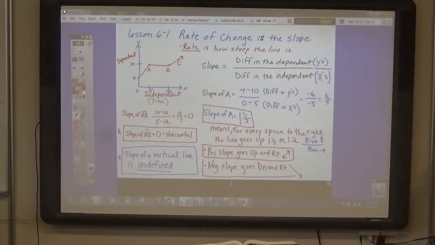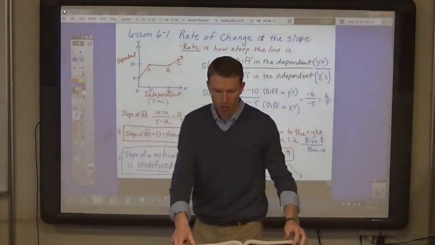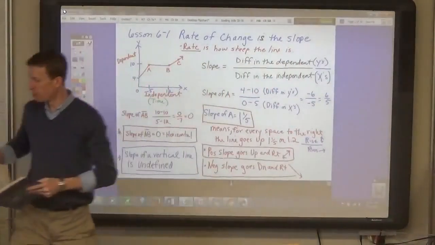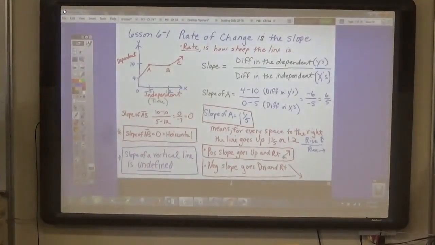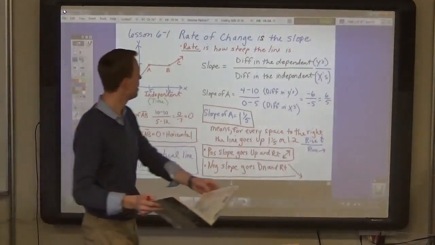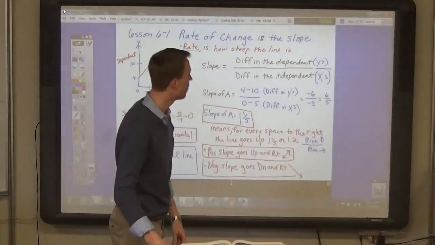Okay, 8th graders, we're going to start chapter 6. And in chapter 6, we're going to be doing a lot of graphing. We're going to be talking a lot about graphs and something specific called the slope. Okay? Now, I give you a definition of slope, or rate of change.